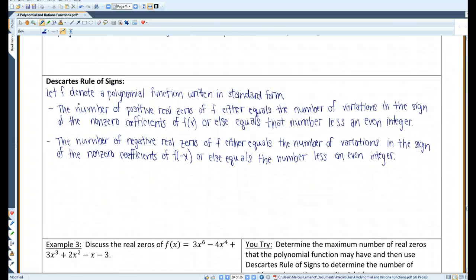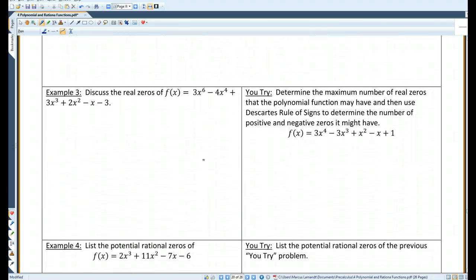Alright, Descartes' rule of signs. Let f denote a polynomial function written in standard form, okay? The number of positive real zeros of f either equals the number of variations in the sign of the non-zero coefficients of f of x, or else equals that number less an even integer. The number of negative real zeros of f either equals the number of variations in the sign of the non-zero coefficients of f of negative x, or equals that number less an even integer. Okay, what on earth does that mean? I'm just going to do an example, and then hopefully it'll make sense.